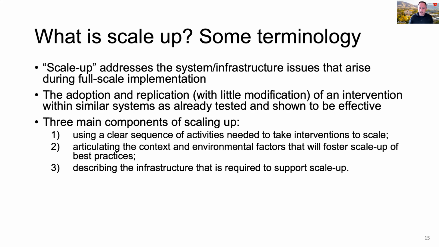So the main 3 components of scaling up are to use a clear sequence of activities that are needed to take the intervention to scale, also to articulate the context and environmental factors that will foster scale up of best practices. So contextual and environmental factors in our situation are really implementation determinants. And you also want to, in this case, describe the infrastructure that is required to support scale up. And this happens at the lower level of the infrastructure within certain systems, but also potentially a larger infrastructure that's needed at governmental agencies, local health departments, other higher level potential infrastructure sources.